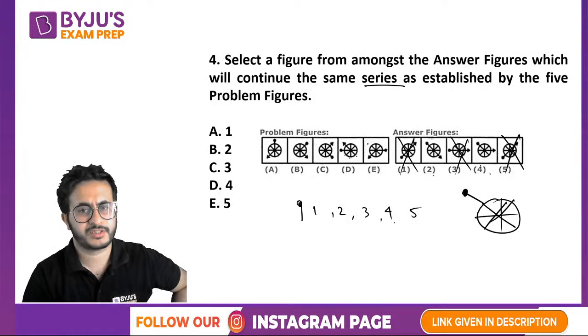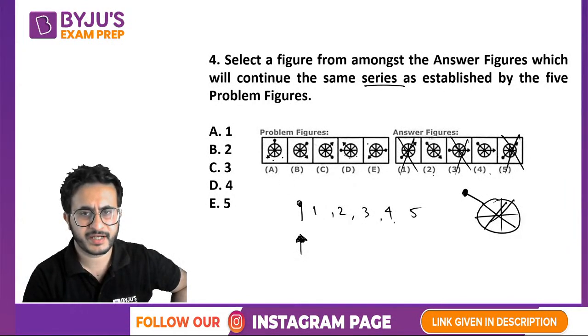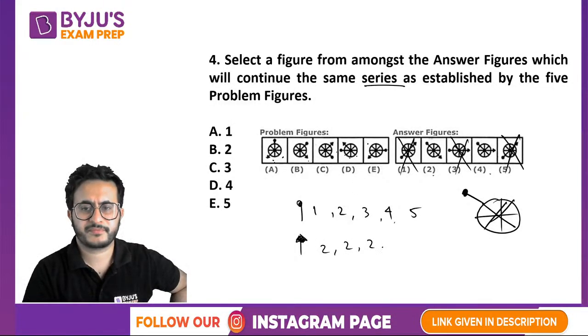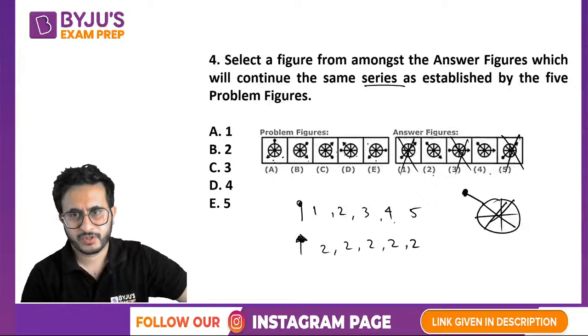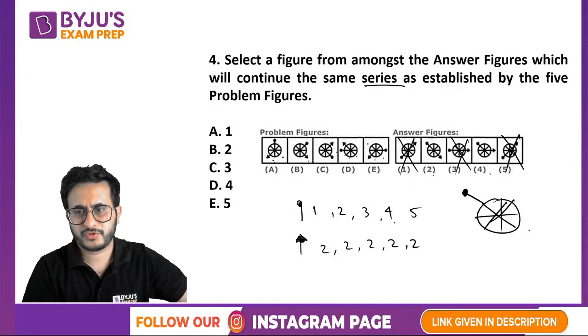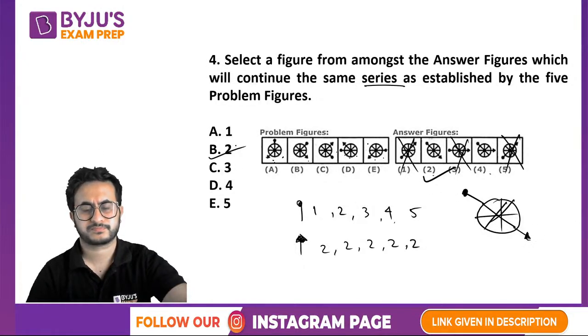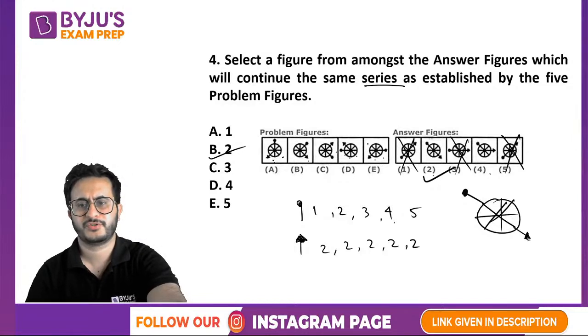Okay, now it will help us eliminate options. 2 and 4 are the possible answers. Right, now let us look at the arrow. What is happening to the arrow? It is moving in the anti-clockwise direction, 2 steps, then 2 steps, then again 2 steps, 2 steps. So it will move 2 steps, 1 and 2. So it will be pointing like this. That is option 2. And so that was a simple one.